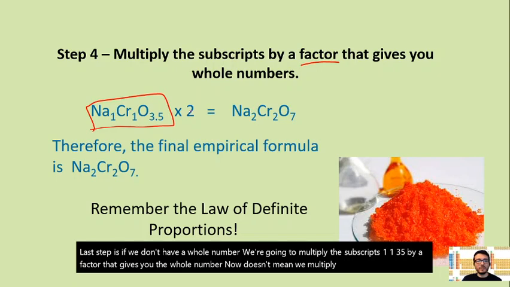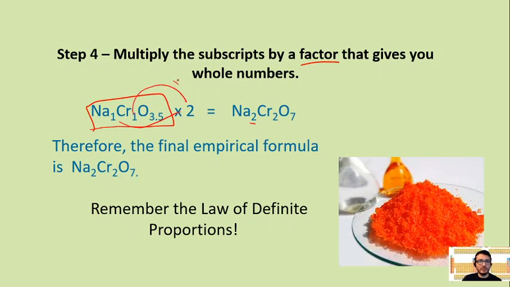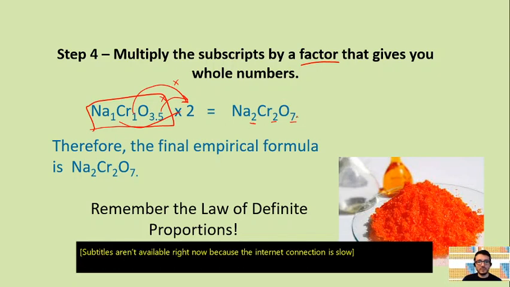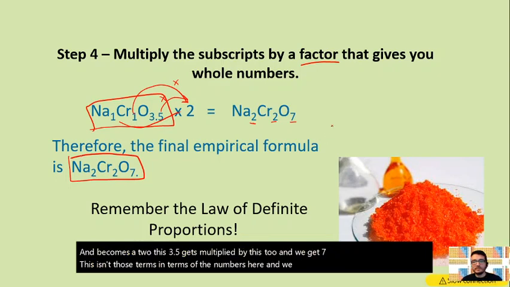So try 2. 2 means that the 1 gets multiplied by 2 and becomes a 2. The 1 here gets multiplied by 2 and becomes a 2. This 3.5 gets multiplied by this 2, and we get 7. This is in lowest terms in terms of the numbers here, and we get our empirical formula. This is then our answer. Perfect.